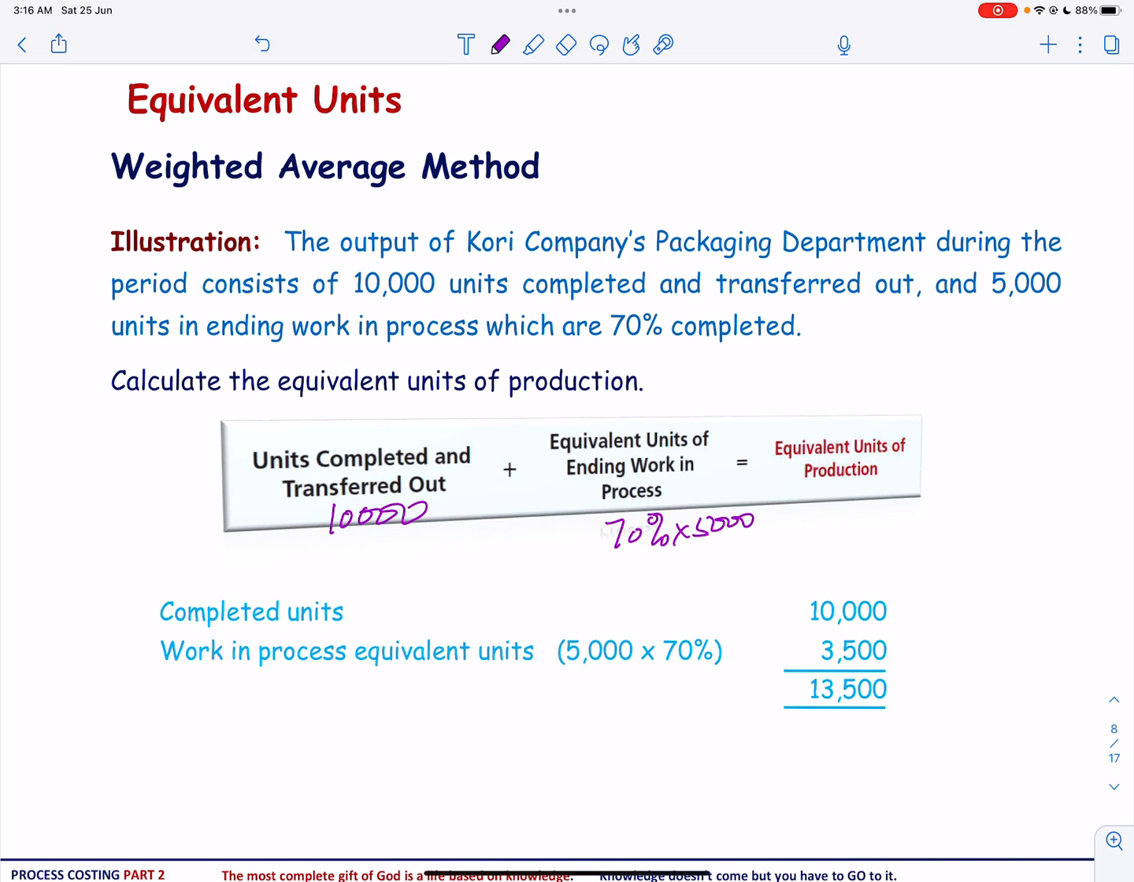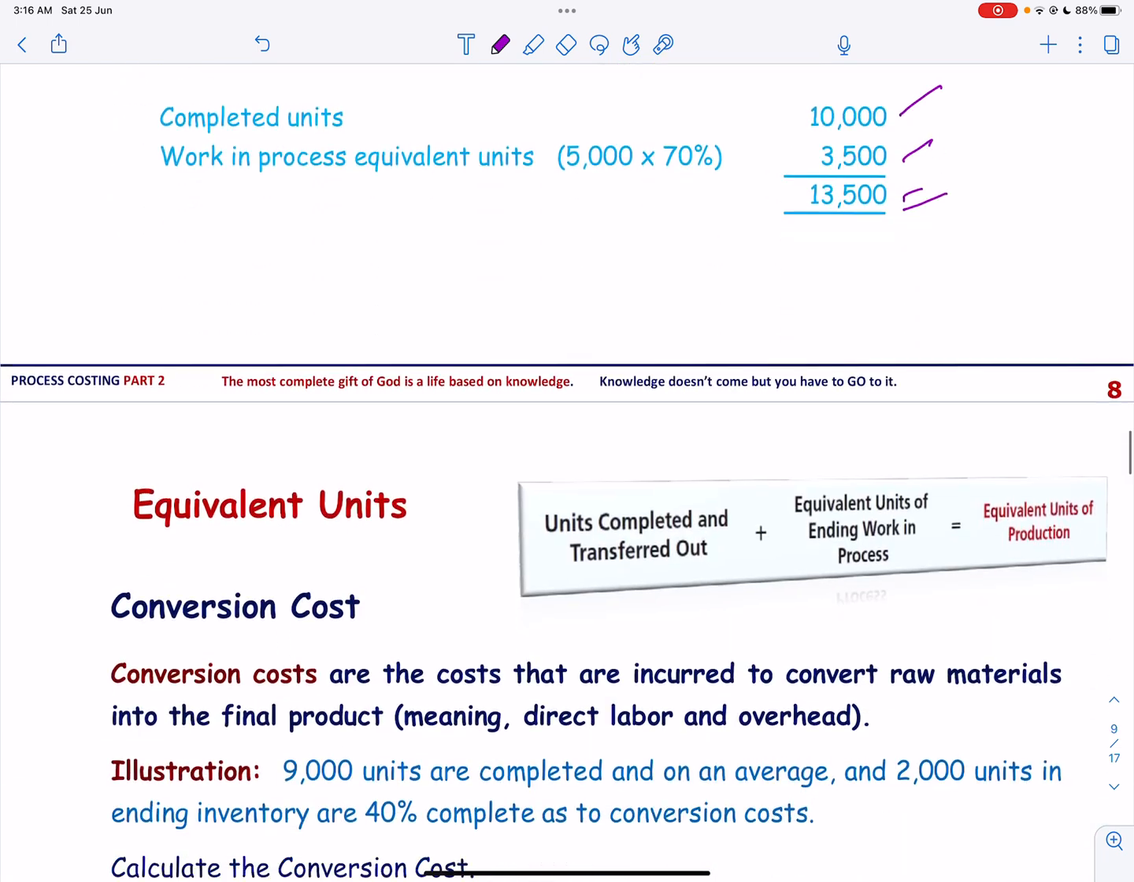So the equivalent units of production are 10,000 plus 70% of 5,000, that is 3,500. So that is equal to 13,500. Next, we look into the concept of conversion cost before we explain refinements on the weighted average method.